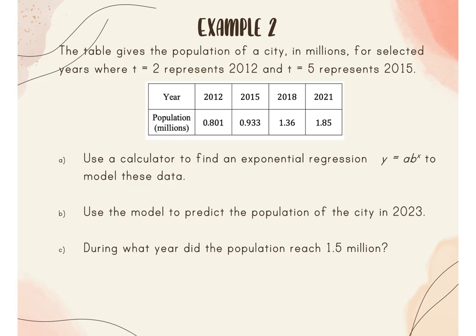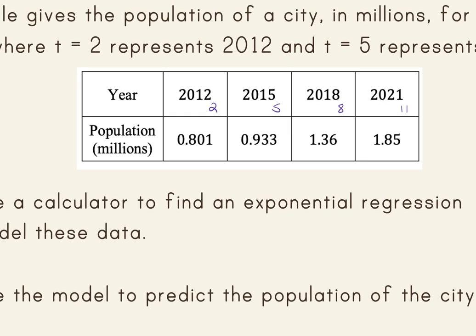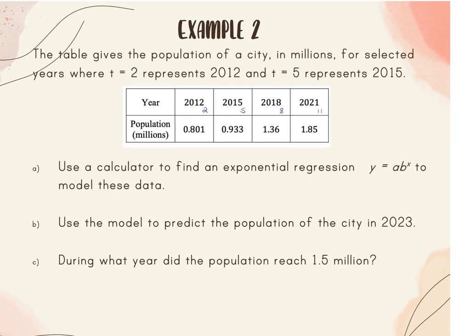All right, example 2, table gives the population of a city in millions for the selected years, where t equals 2 represents 2012 and t equals 5 represents 2015. So that means that when I enter the data, this is 2, this is 5, this would be 8, and this would be 11. Use the calculator to find the exponential regression, model the data, and then use the model to predict the population in 2023. During what year did the population reach 1.5 million?